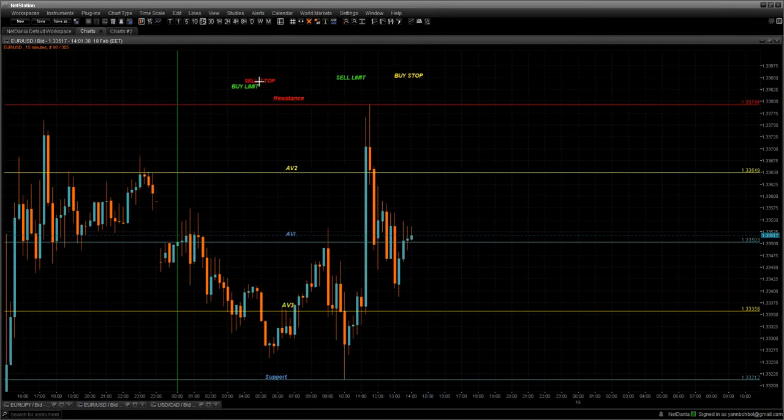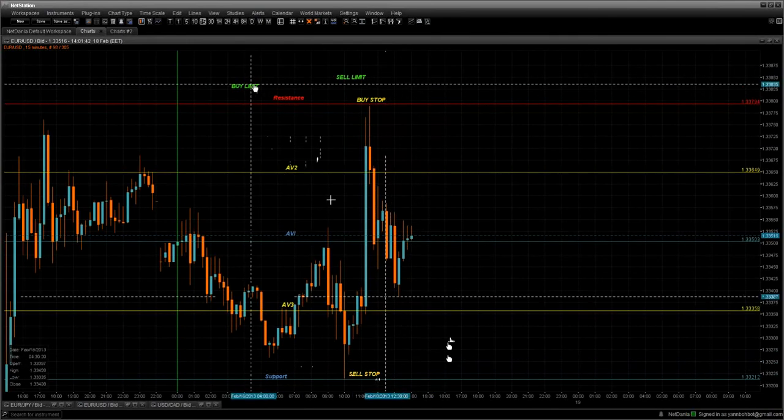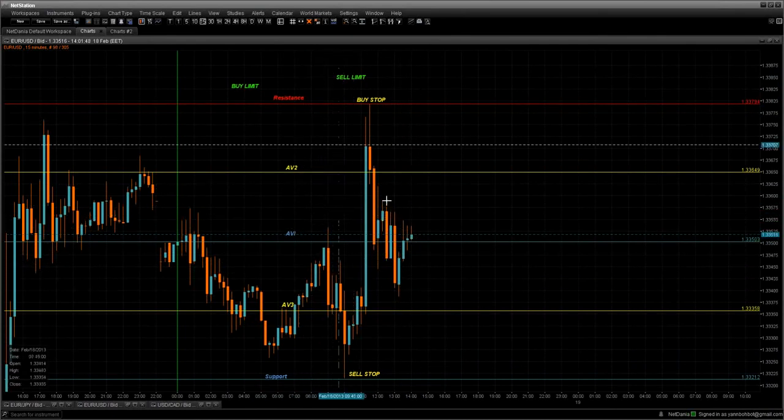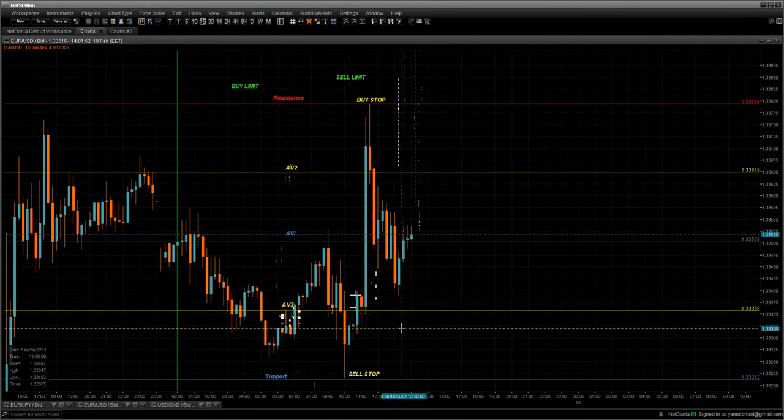Now, if it breaks through the resistance, buy stop. Good, sell stop. All good. All right. I see that it is at average 1. If it doesn't break average 3, I'm not doing anything. It needs to break average 3. I want to be sure that my strategy will work.